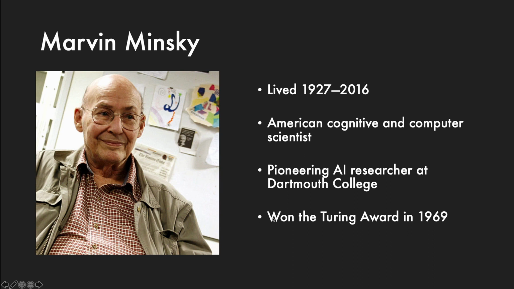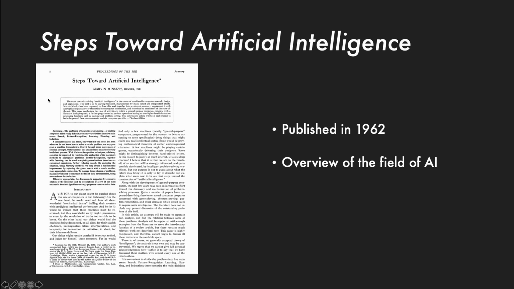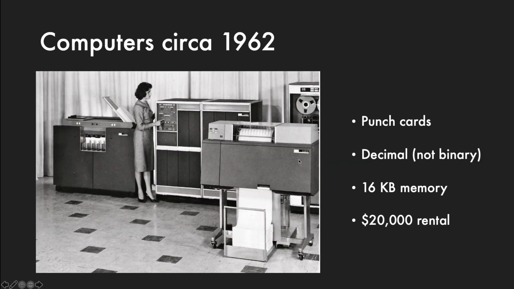But he won a Turing Award in 1969, which is kind of like a Nobel Prize, but for computer scientists. So here's the paper. It was published in 1962, and it's an overview of the field of AI at that time. So basically just trying to bring together all in one document. Here's the main things that we've found so far.